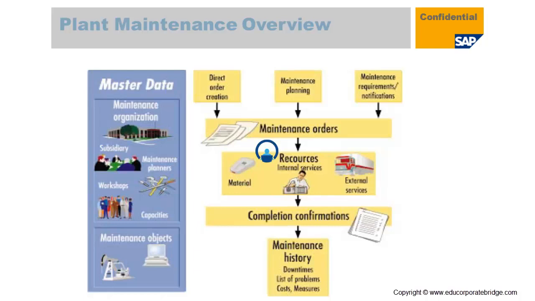And finally, you can find out the history of that particular order. What is my cost? What is my plan versus actual? What is my total expense on that particular activity or maintenance order, which can be drilled down later on.